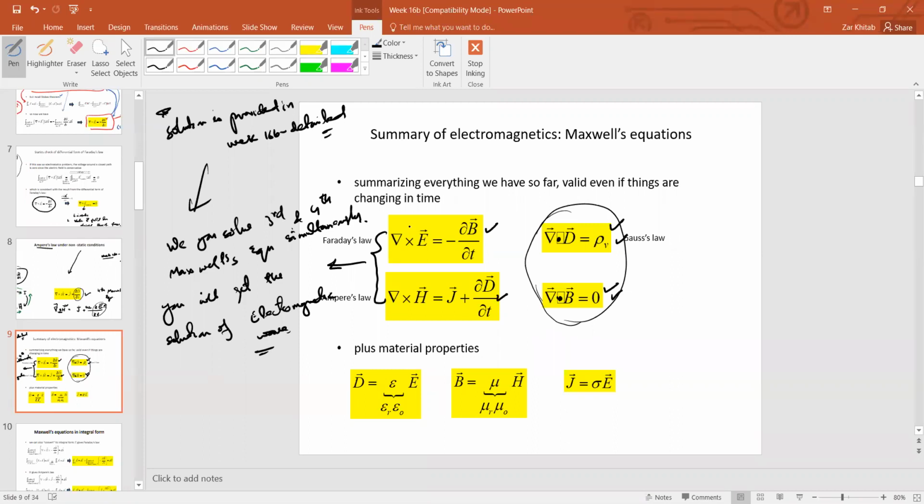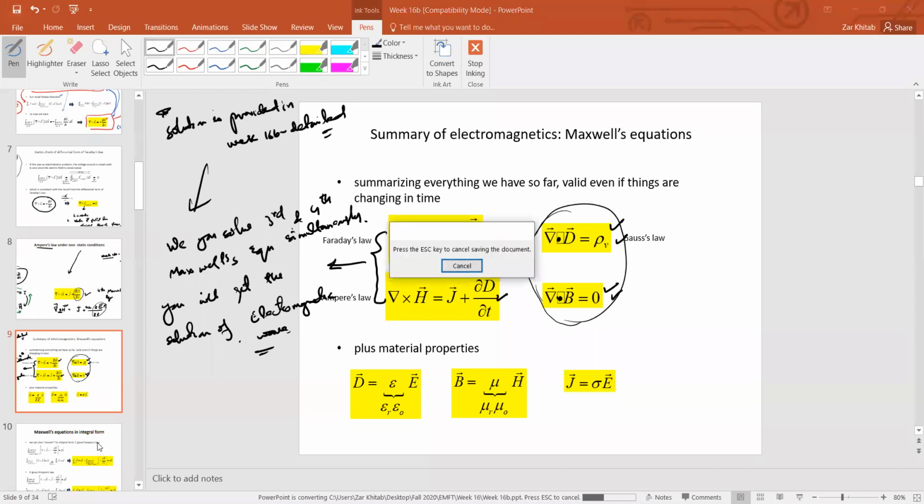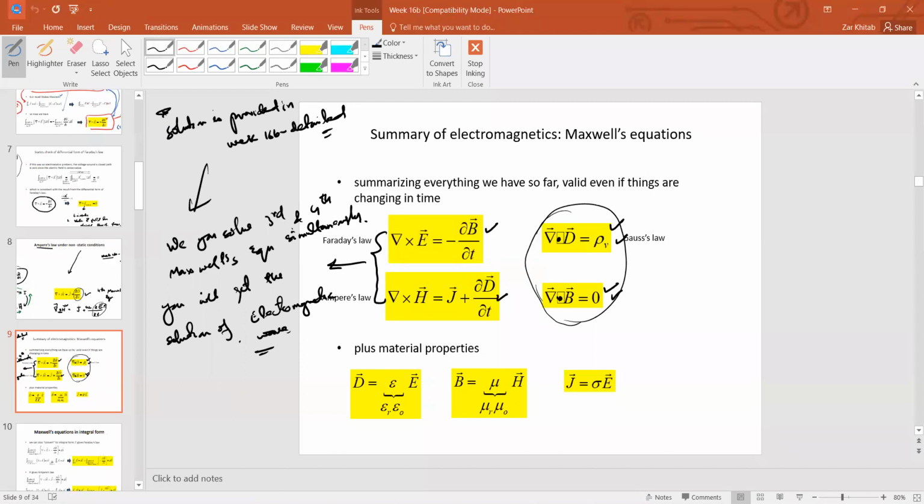So when you solve the third and the fourth Maxwell equation, you will get the solution of the electromagnetic wave. Sunlight is an electromagnetic wave. Our Wi-Fi signal is an electromagnetic wave. Our GSM signal is an electromagnetic wave. So you are going to get the solution of the electromagnetic wave when you solve them together. We'll shortly see the solution.